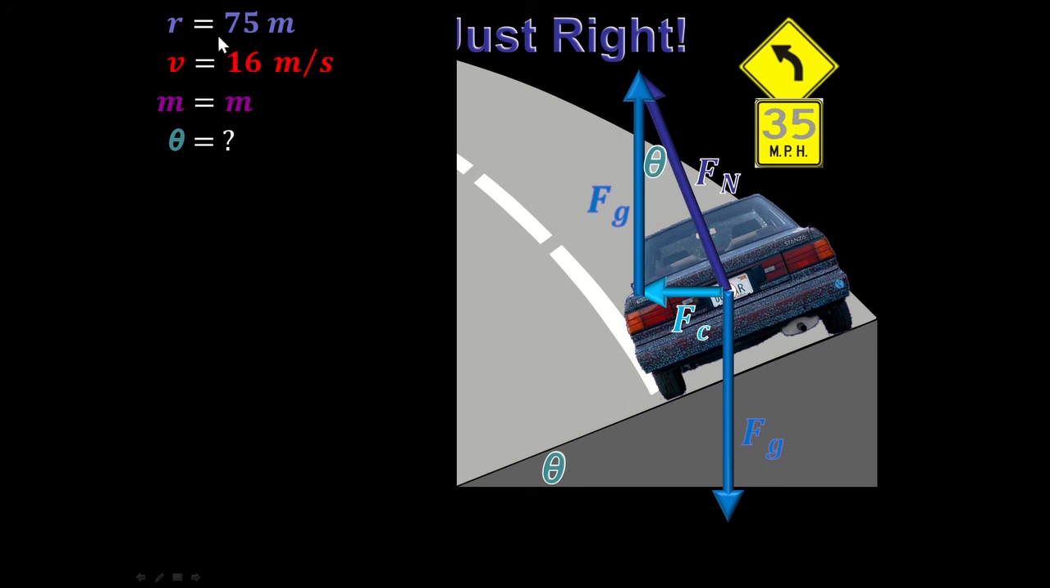The radius of that turn is 75 meters. The mass of that car, we'll say, is m, and hopefully it cancels out somewhere. And we want to calculate what angle to make that. All right, do you see your equal sign? Got to hunt for it a little bit. It wasn't obvious this time.